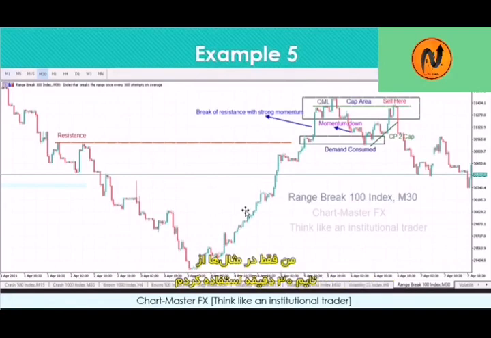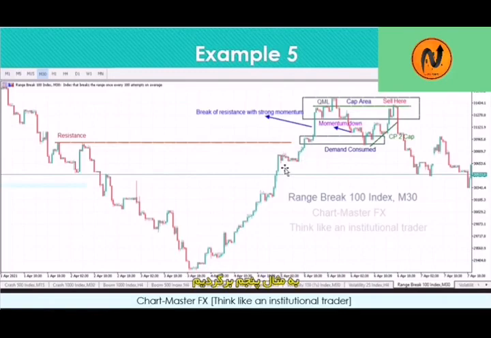So what happened, guys? You can see I was using examples of M30s and the likes. It's not like this strategy only works for M30. You can use it on any time frame, whether it's H4, whether it's daily, anything. The time frame of your choice, you can use it.